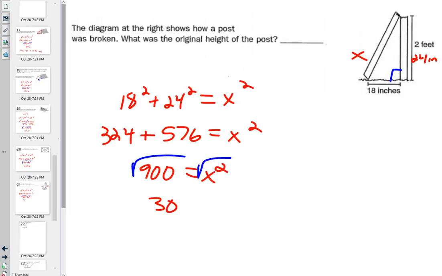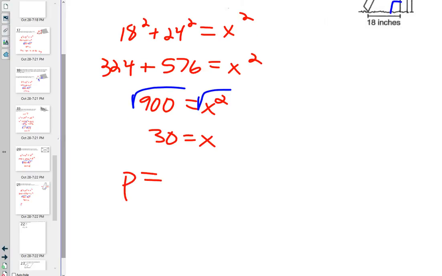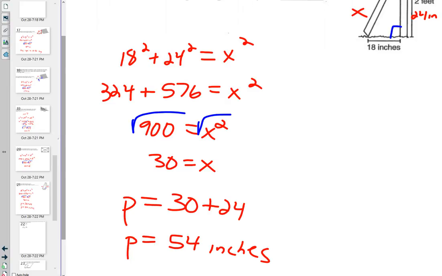Which is a perfect square. It's just 30. But remember, this is 30 inches. So if I add that to the part that broke out for the pole, what would I be adding 30 to? 24, not 2 yet, because this is 10 inches. So I could say that the pole is 54 inches, or if I wanted to go back to feet, what would I do to that 54? Divide by 12, but that's going to give you a decimal. It's a pretty small pole. Not even 5 feet off the ground.